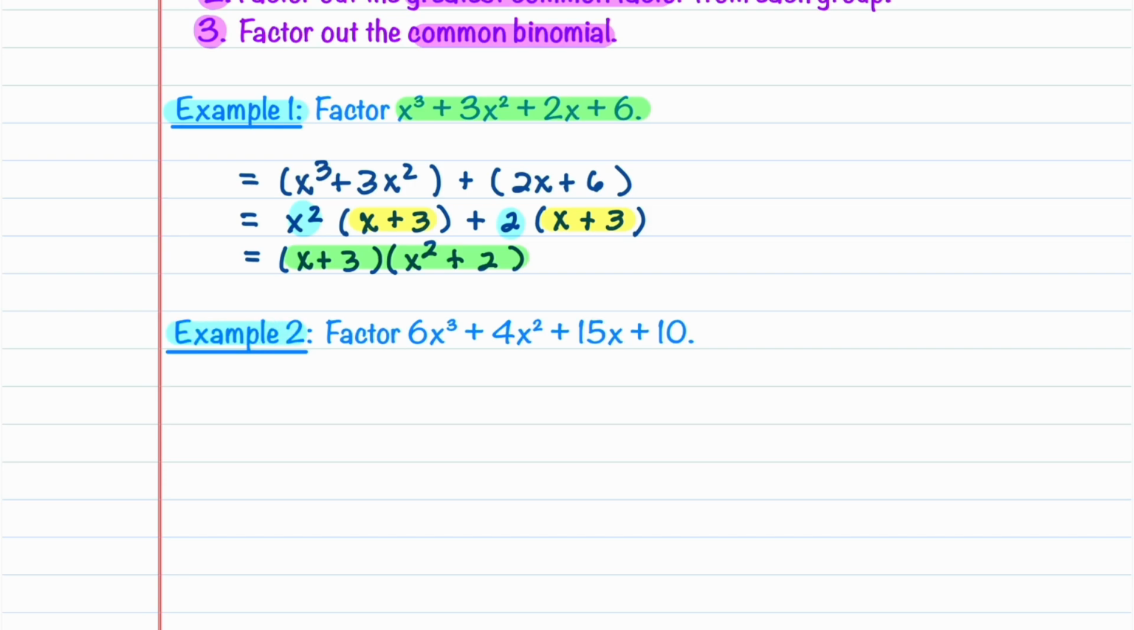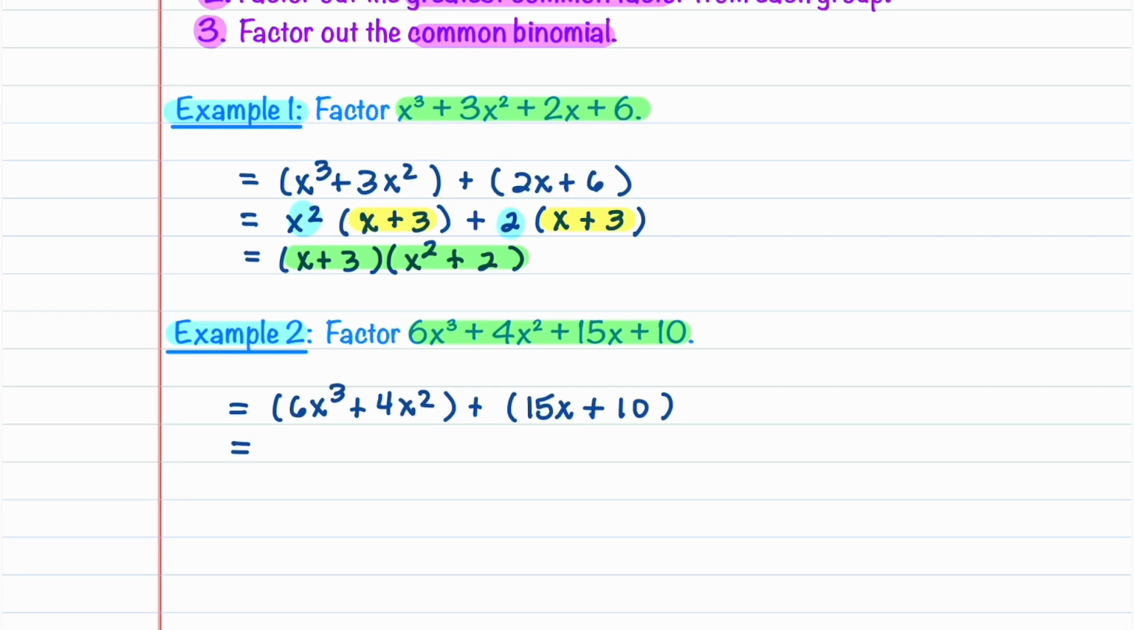In this example, we are going to factor 6x cubed plus 4x squared plus 15x plus 10. Just like we did in the first example, we're going to start by grouping the first 2 terms together and then the last 2 terms together. The first 2 terms are 6x cubed plus 4x squared, and then the last 2 terms are 15x plus 10.